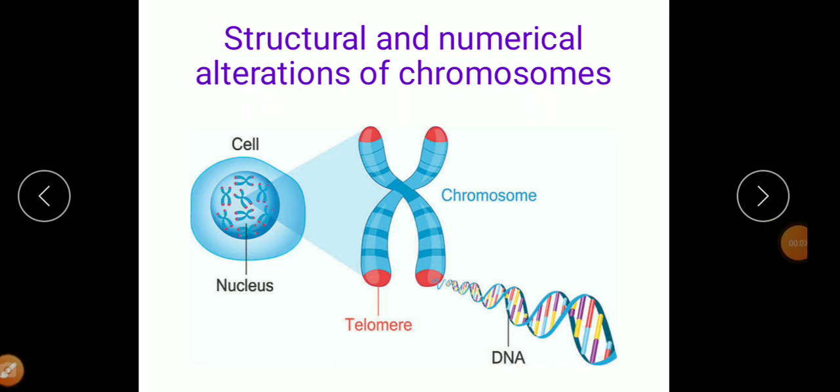So here today we are going to discuss one of the important topics, which is very important as far as the CSIR NET exam is concerned, that is structural and numerical alterations of chromosomes. As we all know, in the nucleus of a cell there are different types of chromosomes present. A set of chromosomes is there, and changes in the chromosomes lead to mutation, and this mutation leads to various alterations. So how the chromosome gets altered, that we will discuss here.